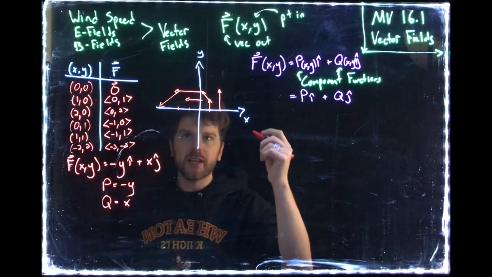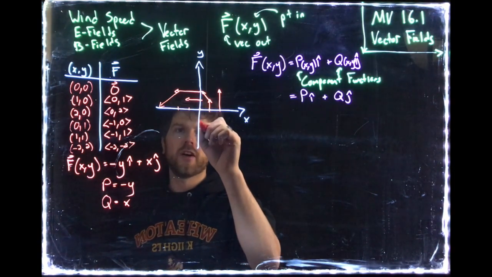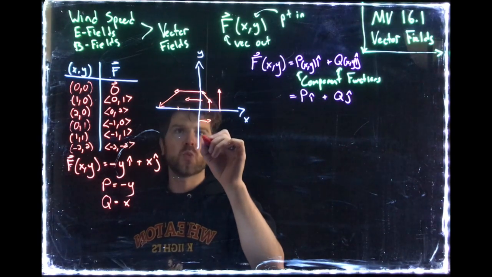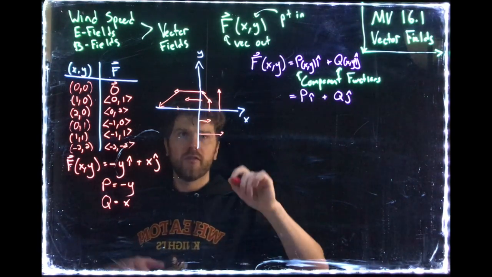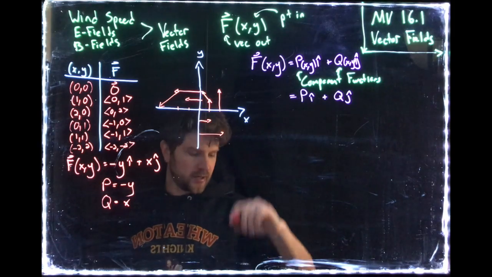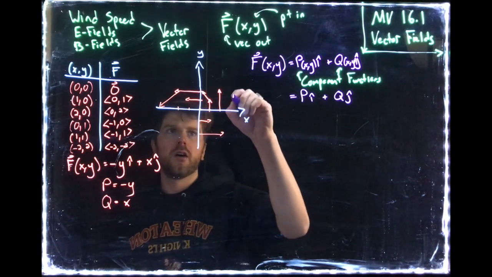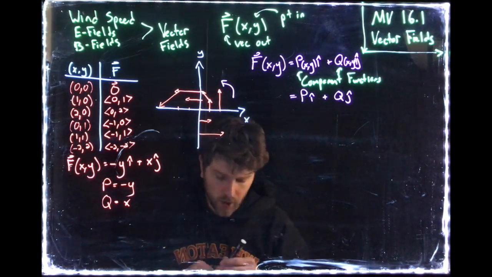And if I were to keep drawing vectors, what I would actually find is I would get this kind of swirl of vectors. They always kind of circulate in this counterclockwise direction.